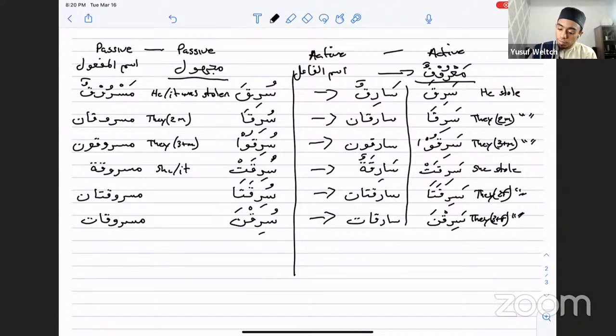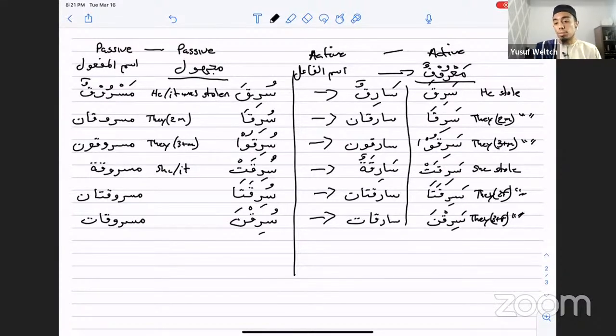Sariqa has a tense and sariqun doesn't have a tense. Exactly, that's the only difference. Essentially, they're the same. You have a singular masculine thief, or you have he stole, or he is stealing. It applies to both the past and present. Does that make sense so far?